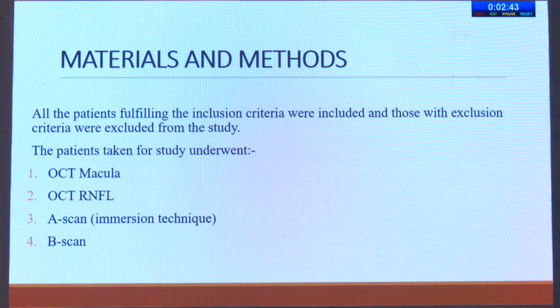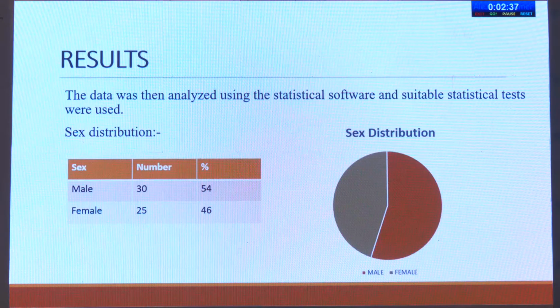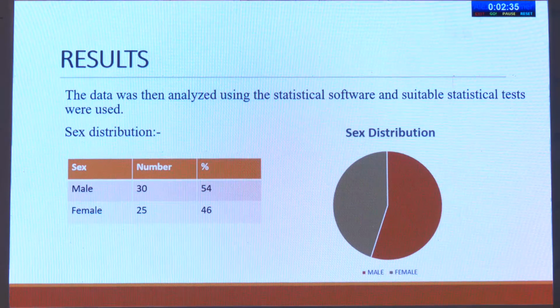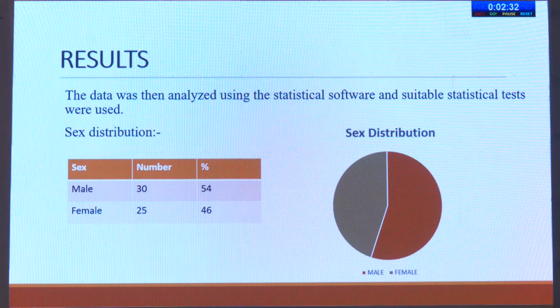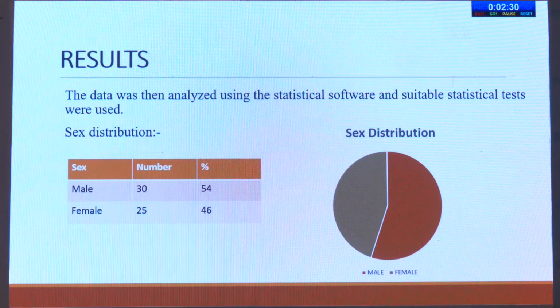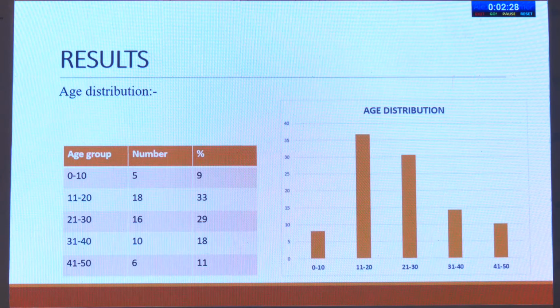The patients taken for the study underwent OCT macula, OCT RNFL, A-scan with emergent technique, and B-scan. The results include the sex distribution: a majority were males with 54% and females with 46%. Age distribution: the main age distribution was between 11 to 20 years, the highest with 33%.